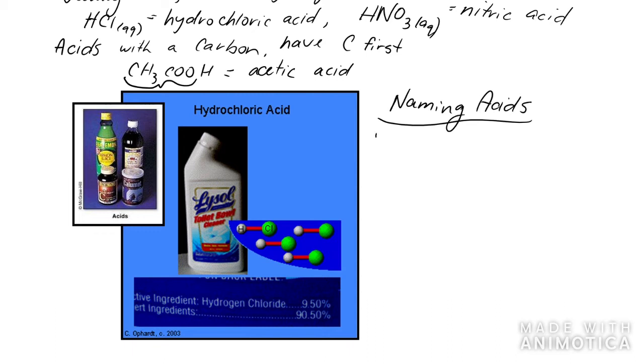If it's a hydrogen plus something that ends in "ide," you are actually going to call it hydro, and then you're going to follow it with the name, but end it in "ic" instead of "ide," acid. So a good example of this is our HCl. This is hydrogen chloride, so we have hydrochloric acid.